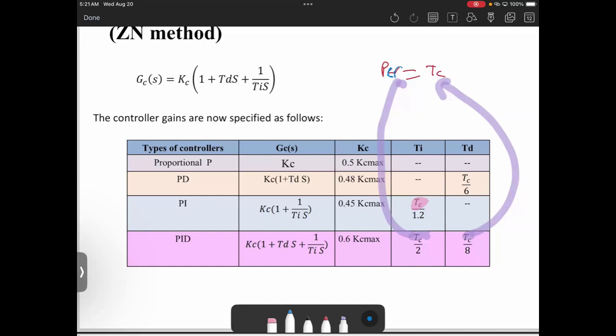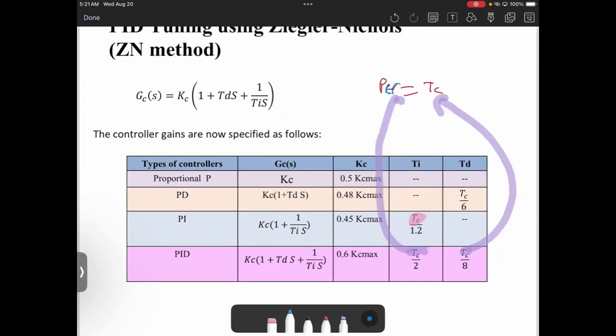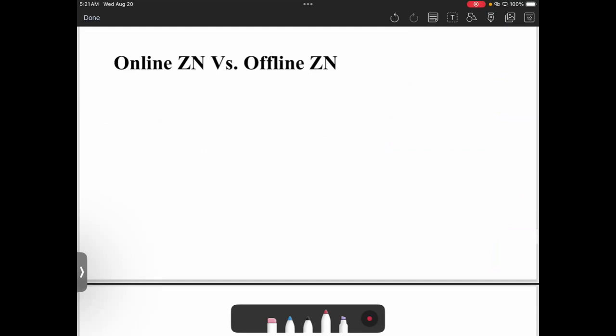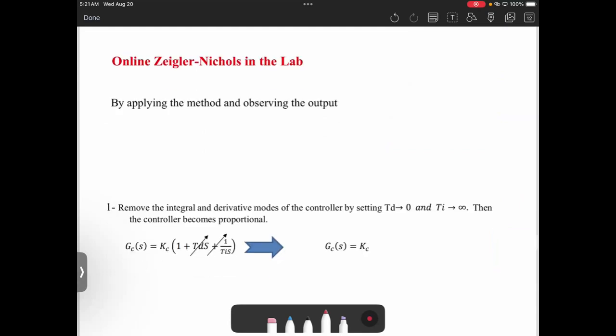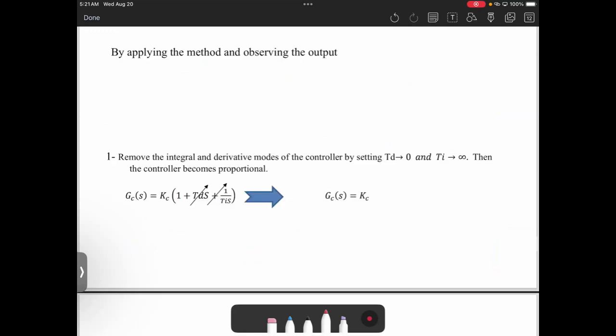So overall, about Ziegler Nichols, this is online tuning by achieving this table. Online Ziegler Nichols and offline Ziegler Nichols: what's the difference between them? Online Ziegler Nichols is applied in the lab. So what you're doing basically is making this 0 and this 0, the only remaining is the P controller. Here, this is summarizing this stuff. So this is a P controller.